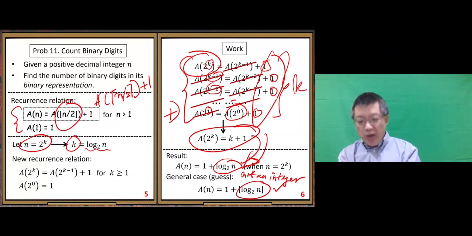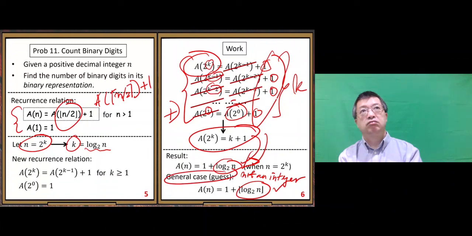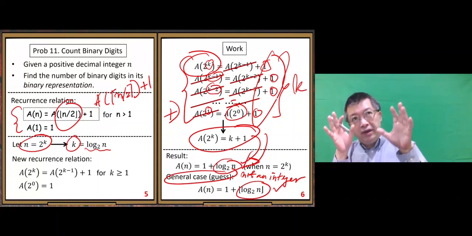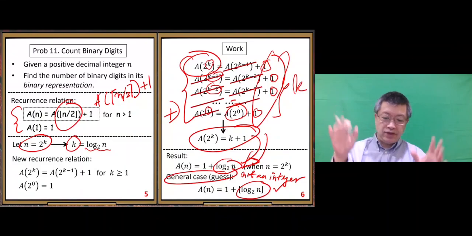Second part, we will verify this guess. You're not done yet. After you make the guess, you need to either prove it or disprove it. If you disprove it, you need to think about whether you can modify it to make it correct. So you have a lot of things to do. All right, in our next video, we will do that hard part. So let's stop here.